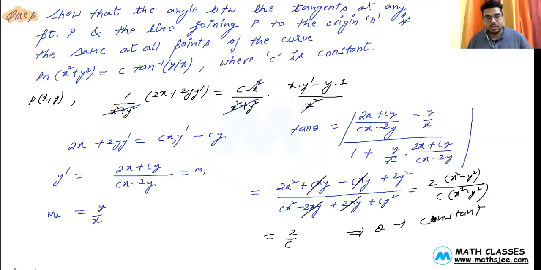And now the important thing is that we have not used any particular point for this, right? We have used a general point, that is P(x, y). So this is true for all the points on the curve P(x, y), right?